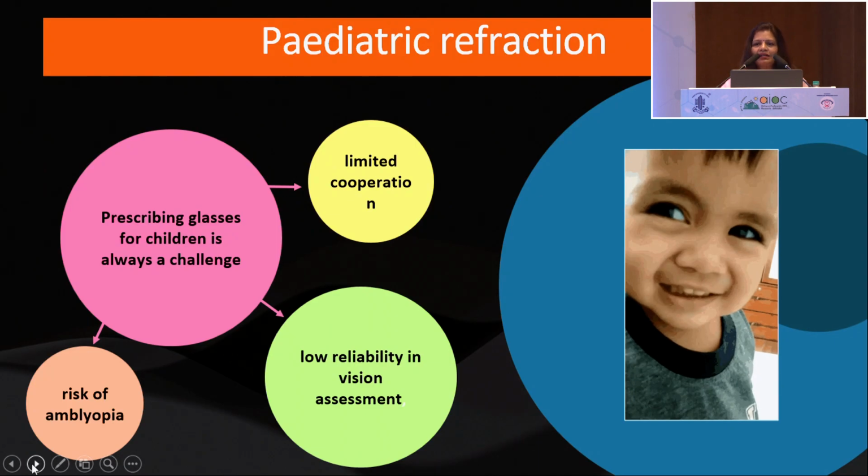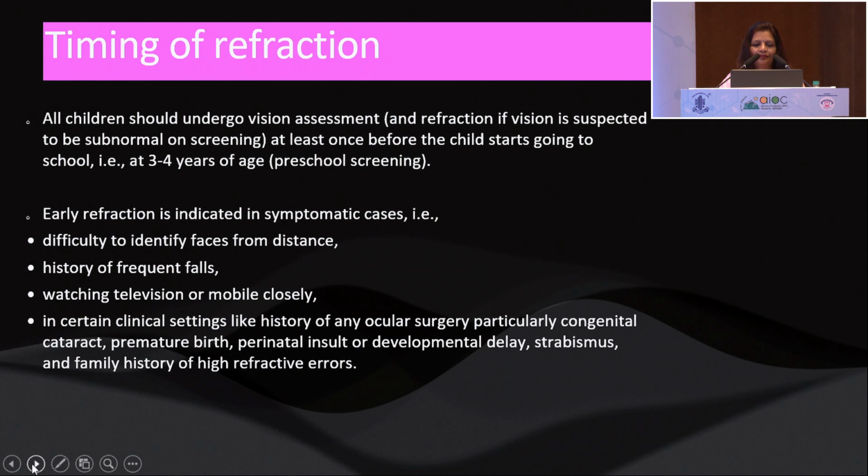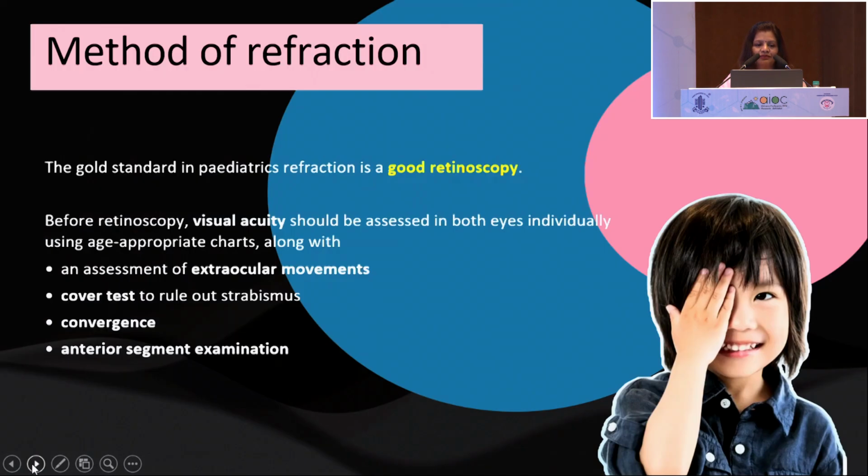Prescribing glasses for children is always a challenge because of the limited cooperation, low reliability in vision assessment, and there is always a risk of amblyopia. All the children should undergo vision assessment at least once before the child starts going to school. And early refraction is indicated in symptomatic cases, like if the parents are complaining of watching television or mobiles very closely. The gold standard in pediatric refraction is definitely a good retinoscopy.